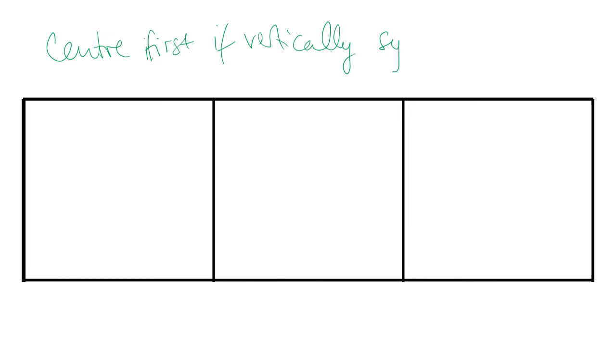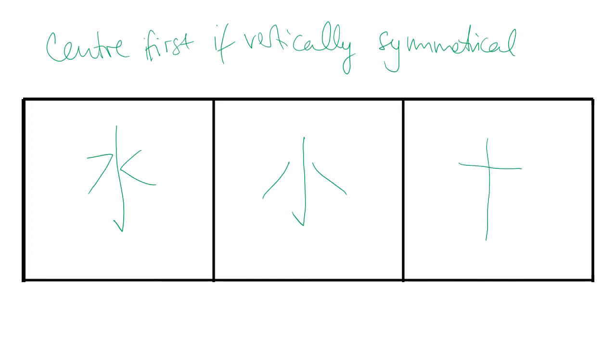Rule number 5, the center comes first in vertically symmetrical characters. First, if vertically symmetrical. So, for instance, this is the character for water, or this is the character for small, or this is the character for tree.